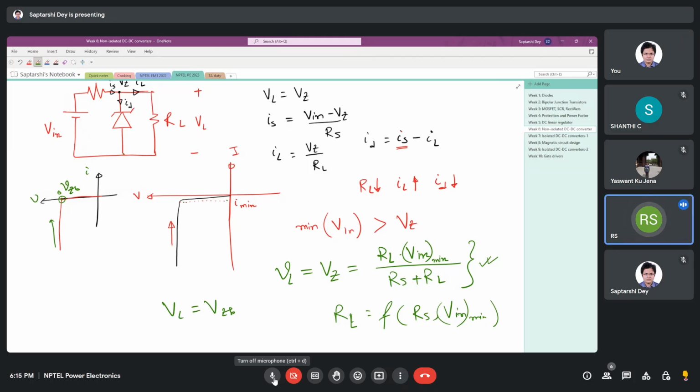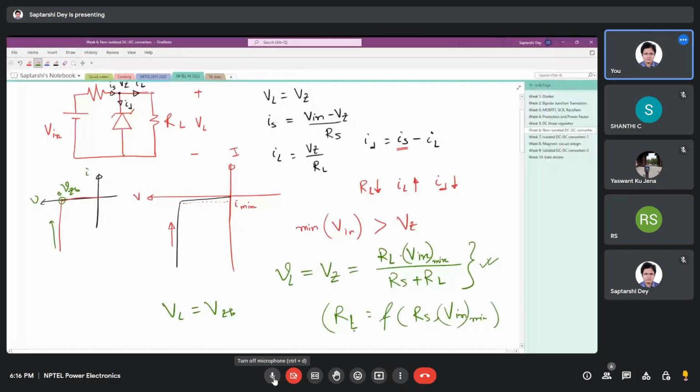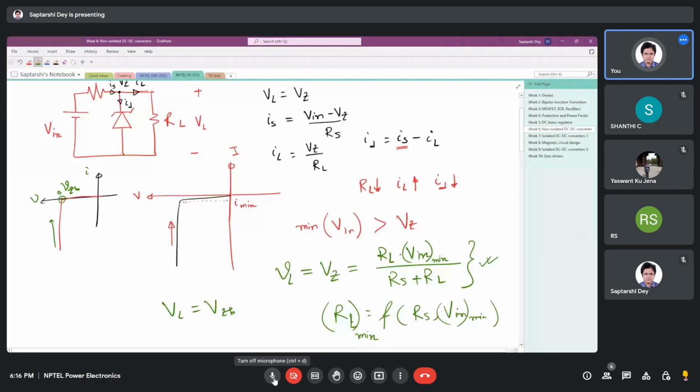So this RL you have calculated as a function of RS and V in min. Suppose we are connecting this RL at the output. No, we are not connecting RL as a function of this. This is the minimum value of RL that we can have. We can choose any constant value of RL which is more than this or equal to this.